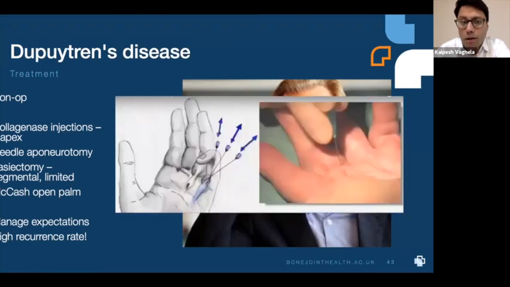The French have popularized something called needle aponeurotomy. So we use a fine needle with a bit of local anesthetic, and you puncture the cords and use it almost as a small blade and divide those in various places to try and straighten the fingers.